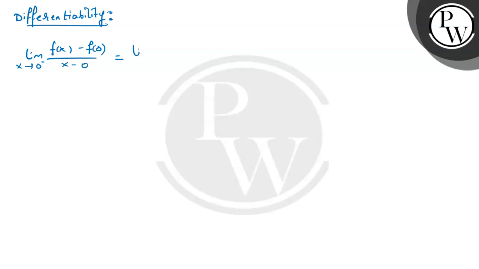Now let's talk about differentiability of function f(x). To check differentiability, we have to use the definition. So limit x tends to 0 minus of f(x) minus f of 0 divided by x minus 0 equals limit x tends to 0 minus of f(x). So as x is less than 0, the function f(x) is defined as x squared times cos of 1 divided by x, minus 0, divided by x. So this simplifies to limit x tends to 0 minus of x times cos of 1 divided by x.